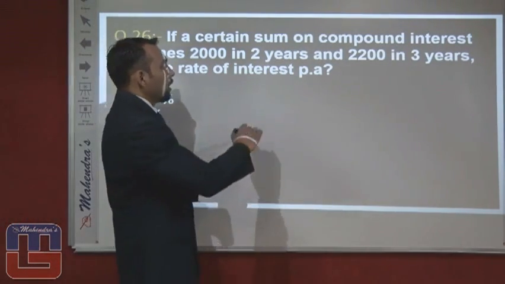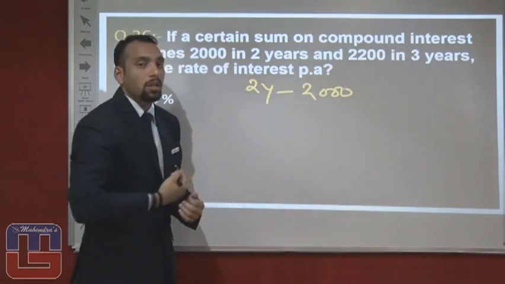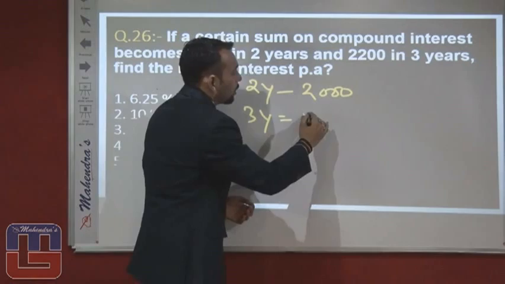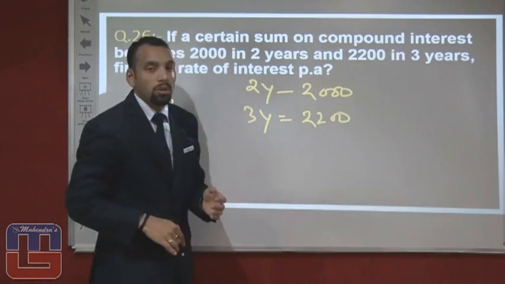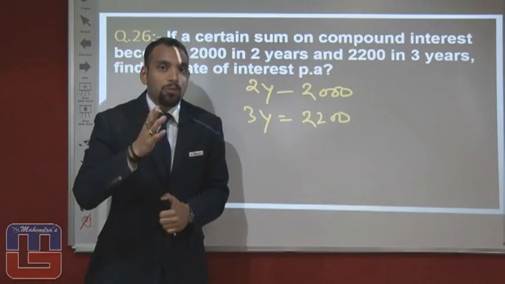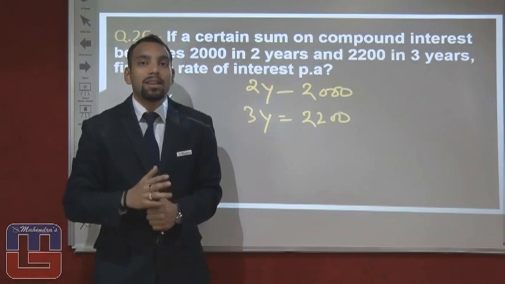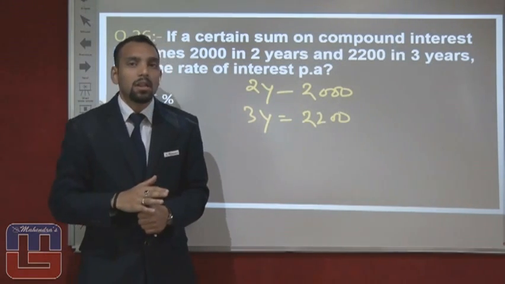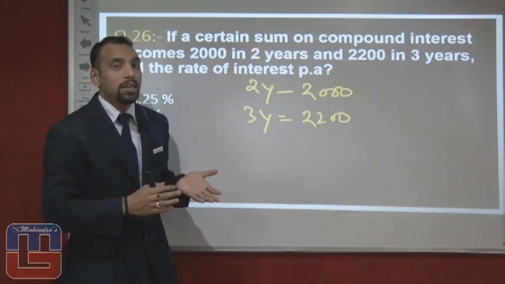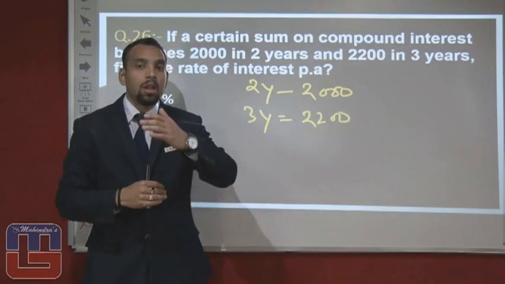Now see, in 2 years the amount becomes 2000. In 3 years it will be equal to 2200. And we know that the interest for the first year in case of simple interest or in case of compound interest is the same. That means the simple interest of the first year and the compound interest of the first year are the same. So how will we solve?